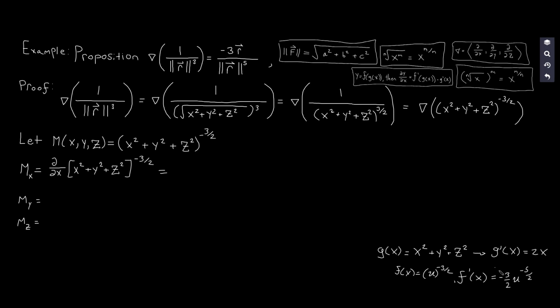So now I use these components to put the chain rule back together. So that's going to be f prime, which is negative 3 halves times the inside function, x squared plus y squared plus z squared, times the derivative, right?